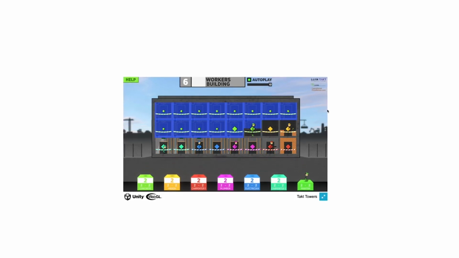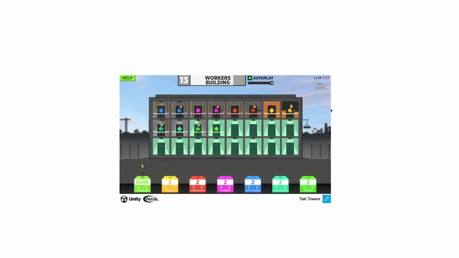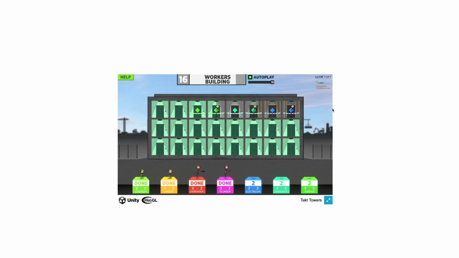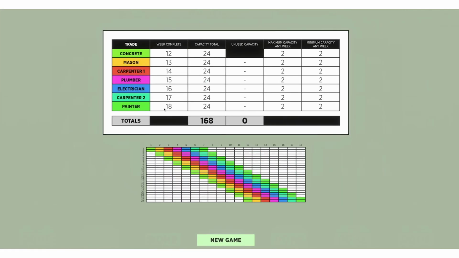So no question marks, no problems, no impacts, and we are autoplaying through this at a consistent, but slower speed. Let me show you what this looks like. They finished in week 18 with 168 people with 0 unused capacity in a perfect Takt plan.